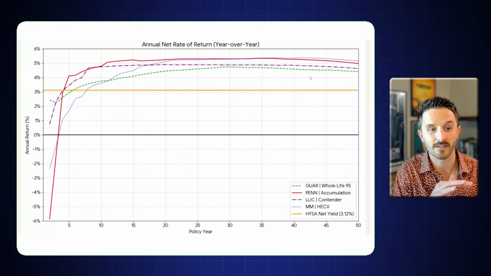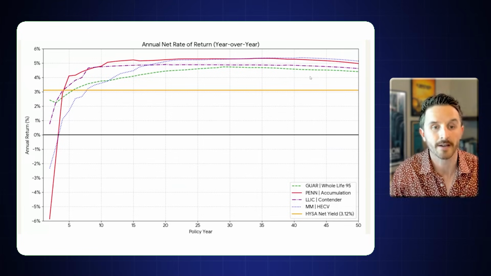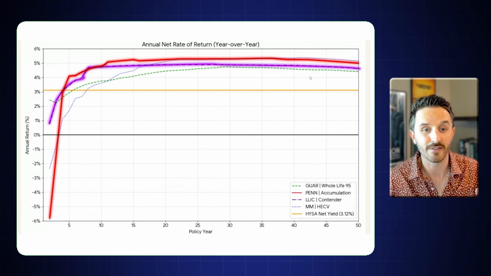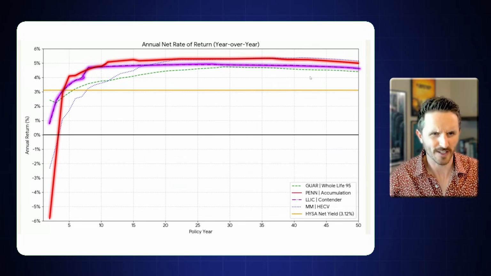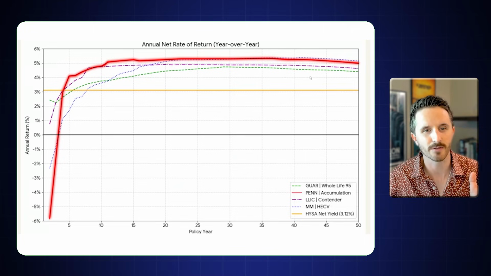whereas all of the policies are going to be north of 4% as long as they're funded in this way, right? You see that the Lafayette Life and the Penn policies are in the high 4s or low 5s pretty soon, which I think is a really neat thing to look at. You see the Penn policy is the quickest to achieve that 5% rate of return, and it stays there for an extremely long period of time.